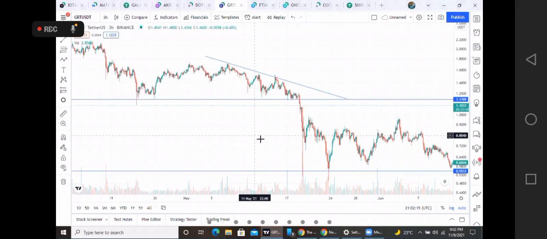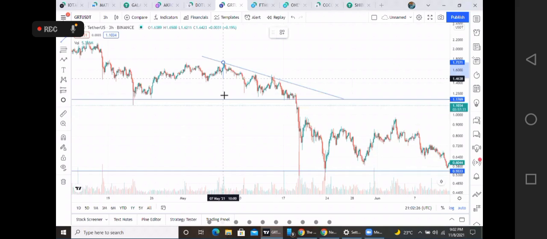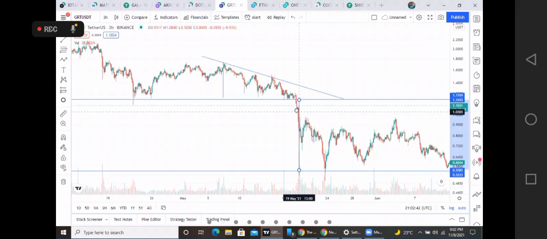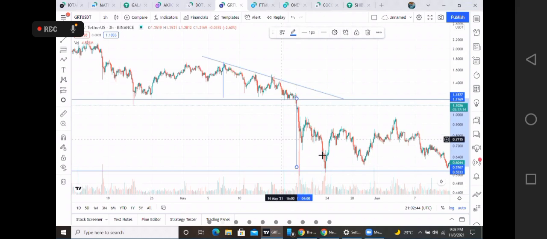Okay. Now let's talk about our take profit. Take profit is still the same. You measure from here to here. Now clone it. I'm moving from the breakout point. What do you see? You can see that... Sorry.